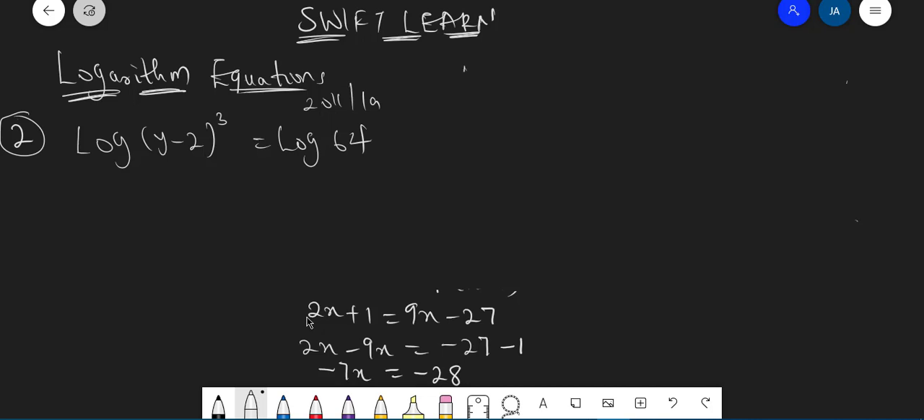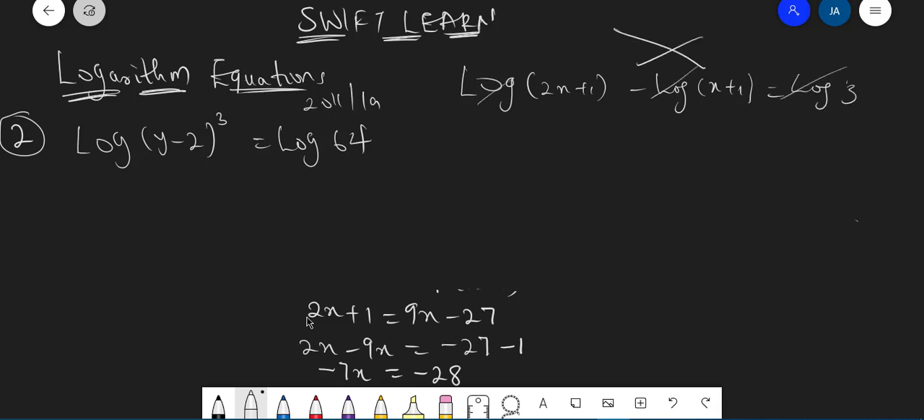Note though, if I have, let's say, log (2x plus 1) minus log (x plus 1) equals log 3, don't just start cancelling log like this. It's very wrong in maths. It's only when they are together, like you can do log of (2x plus 1) over (x plus 1) equals log 3, that's when you can cancel them and you start solving a new question. You get your answer very correct. But cancelling them individually like this is wrong.